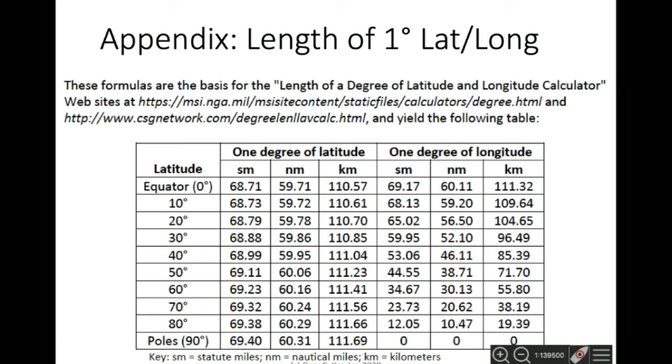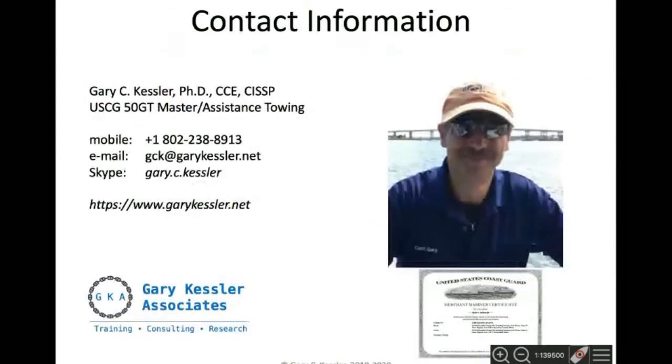And then as you go towards the poles, it increasingly gets smaller, and then rapidly gets smaller once you get above about 45 degrees, either north or south, and that actually makes sense until, of course, you get to the pole, and then the degree of longitude is 0 nautical miles. And again, I've given you some websites where they have more information about this.